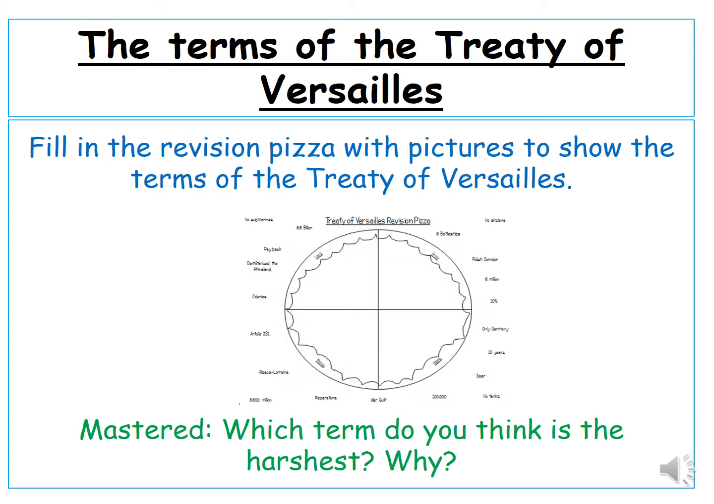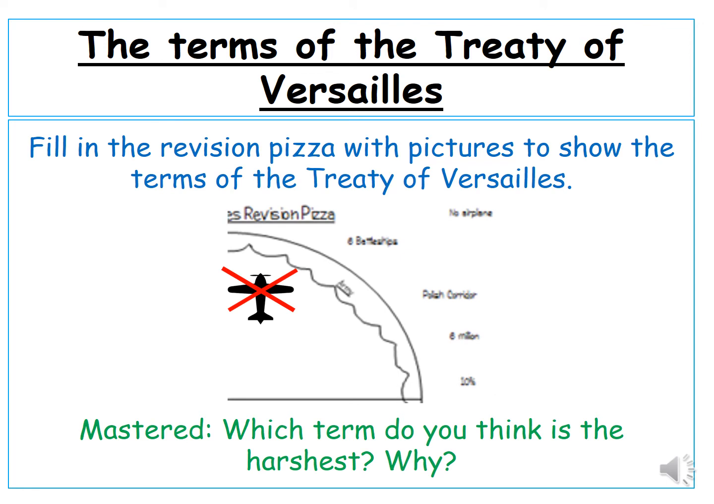Task 2 is one of the things that we need you to upload to class charts. So you will see that attached to your PowerPoint is your revision pizza document. It's a Word document. And if you have a look around the outside of the pizza, all of the different terms of the Treaty of Versailles, so all of the different things that were happening to Germany. Now, rather than writing more information, what we'd actually like you to do is draw the toppings on your pizza, but the toppings are actually parts of the treaty. So I will show you an example of how it works.